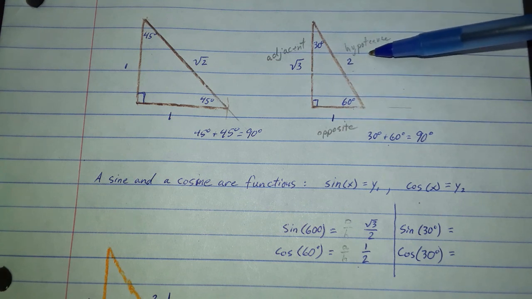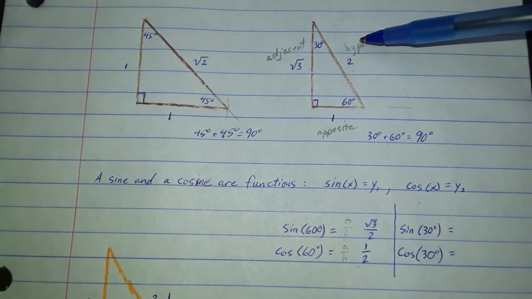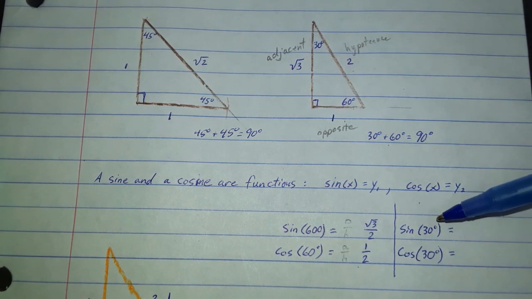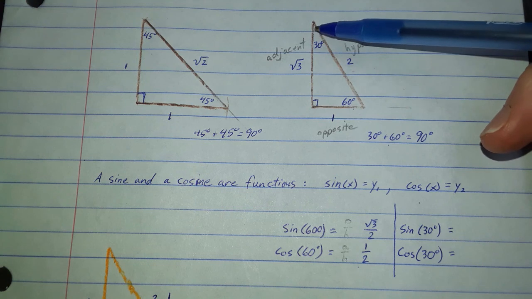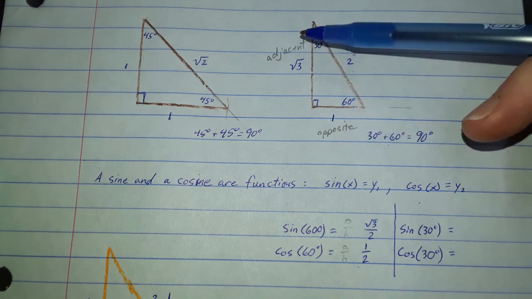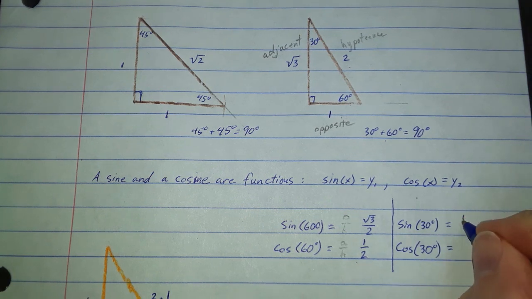Hypotenuse is the only thing that didn't change. It is still directly across from the 90-degree angle. So now, if I want to look at the sine of 30 degrees, remember that's the opposite over the hypotenuse. So now my opposite is 1 and my hypotenuse is 2. So we're going to have the sine of 30 degrees is a half.